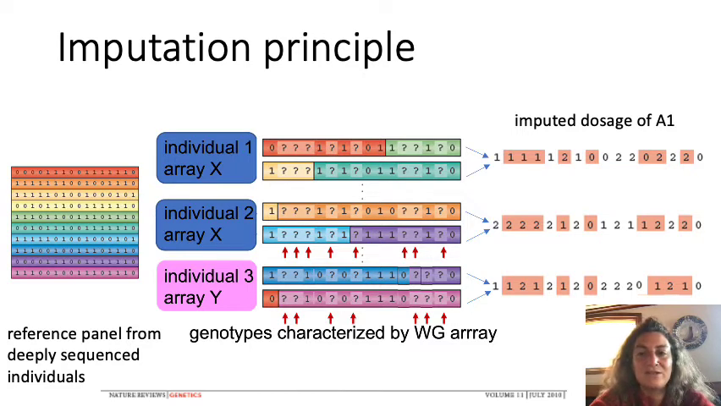So at the end, these are probabilities, and we end up with dosage information for alleles or genotypes rather than hard genotype calls. And this dosage information, which accounts for the ambiguity in the estimation, is then included in the genome-wide association study analysis.